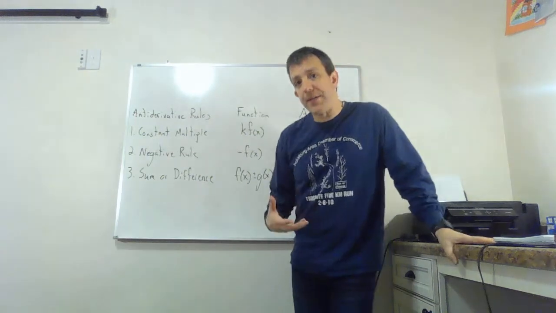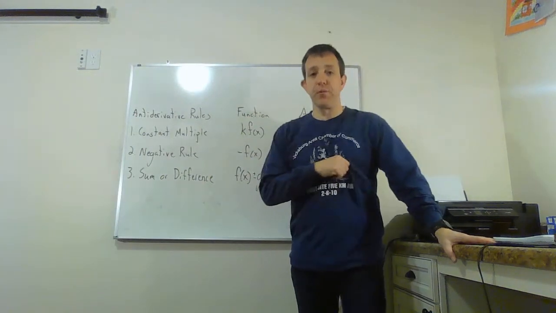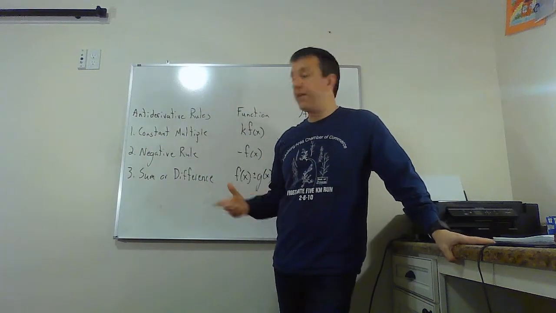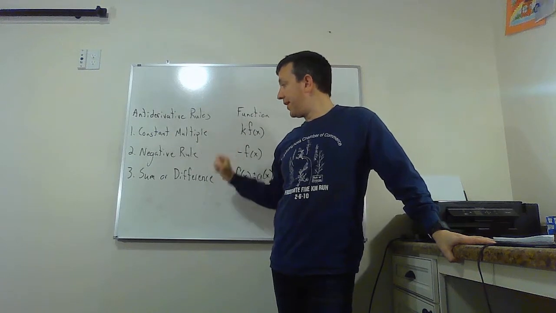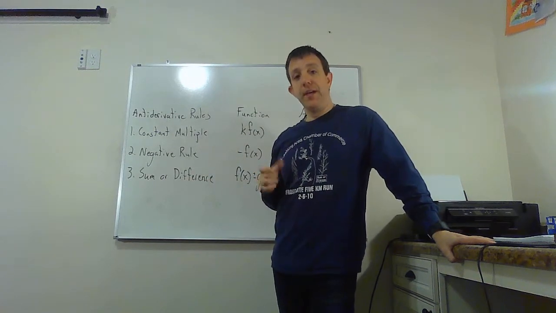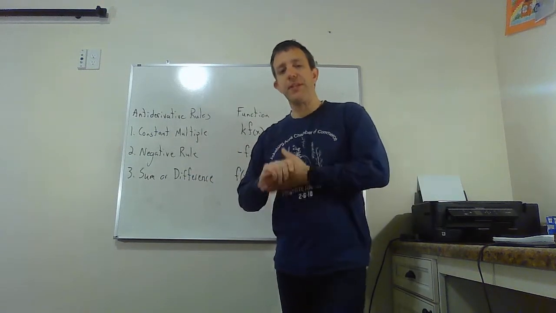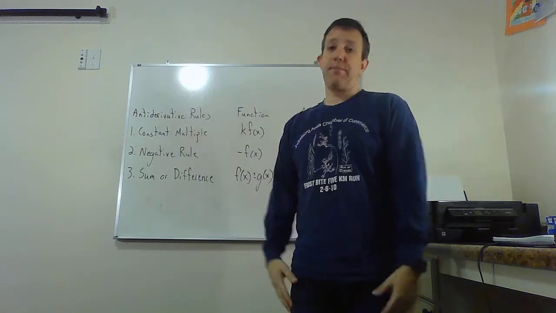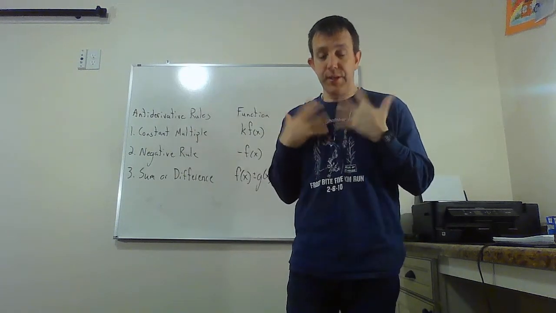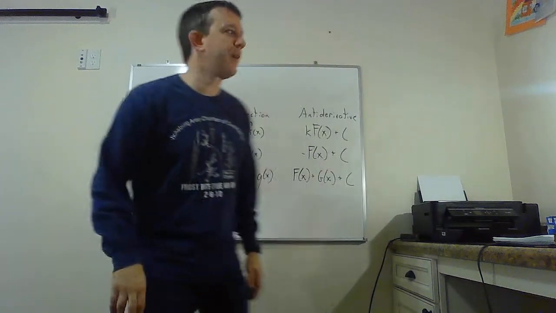All right, so next up, we have some antiderivative rules. We have 3 of them we're going to need to look at: constant multiples, a negative rule, and sums and differences. These are all the really nice ones. These all work exactly like I think they should, and probably like you would like them to as well.